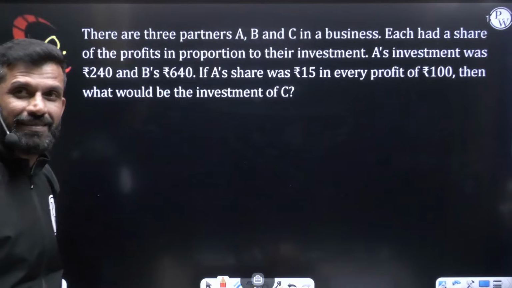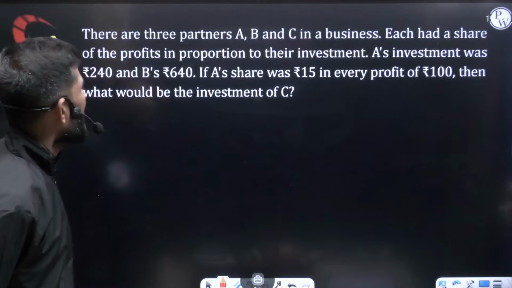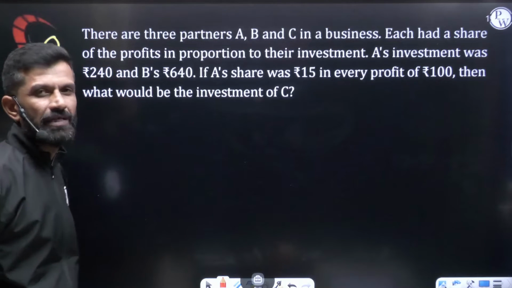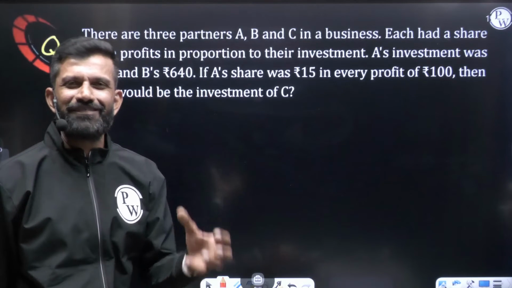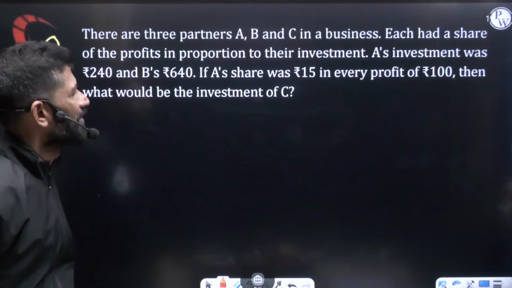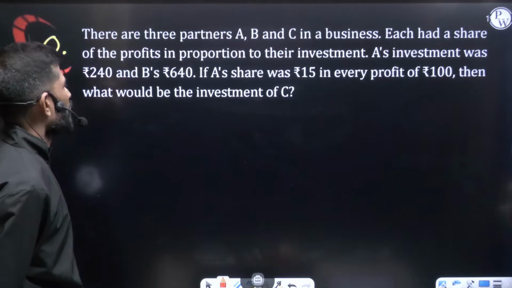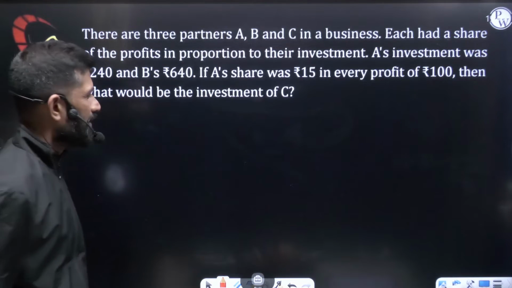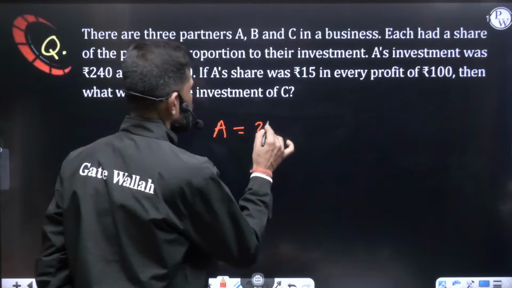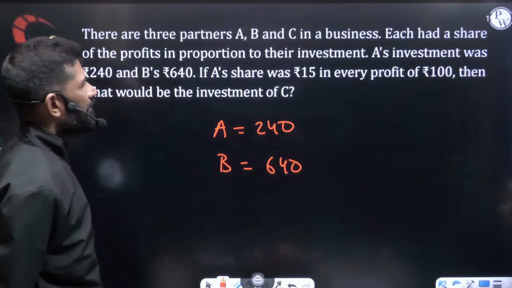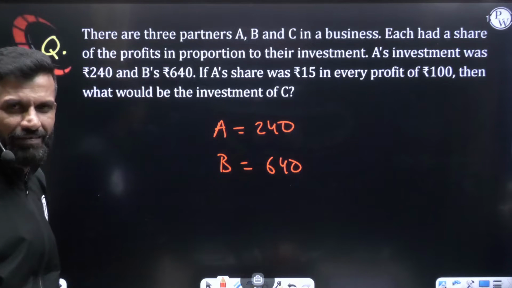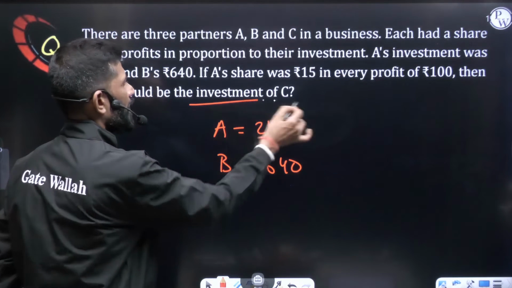There are three partners A, B, C. Each had a share of the profit in proportion to their investment. No need to say this sentence, though they have given it in the question. Anyhow, the profit will be shared based on their investment only. A's investment was 240, B's was 640. C's investment they have not given, so that is what we have to find.